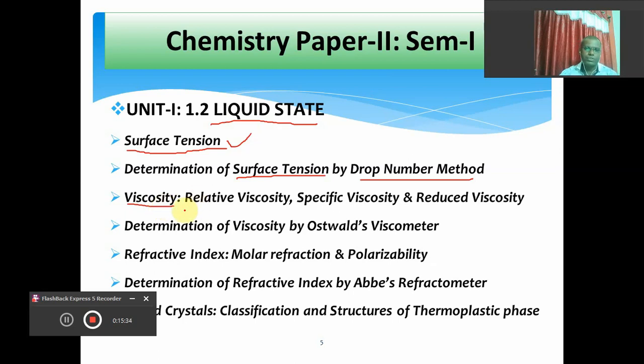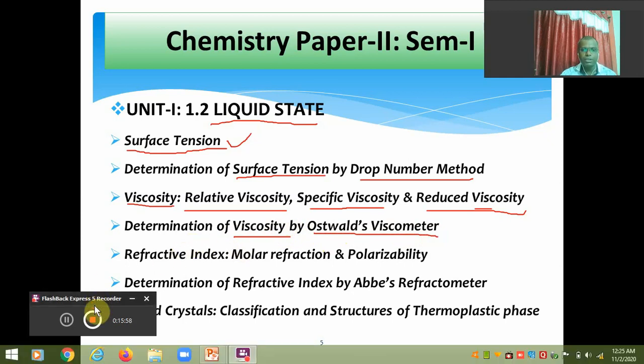Again, this viscosity can be classified as relative viscosity, specific viscosity, and reduced viscosity. Definitely we will discuss their definitions as well as their equations in this topic, and at the same time how we can calculate the viscosity of any given liquid or solution with the help of the instrument or glassware that we call the Ostwald viscometer. That is also an important part in the study of liquid state.